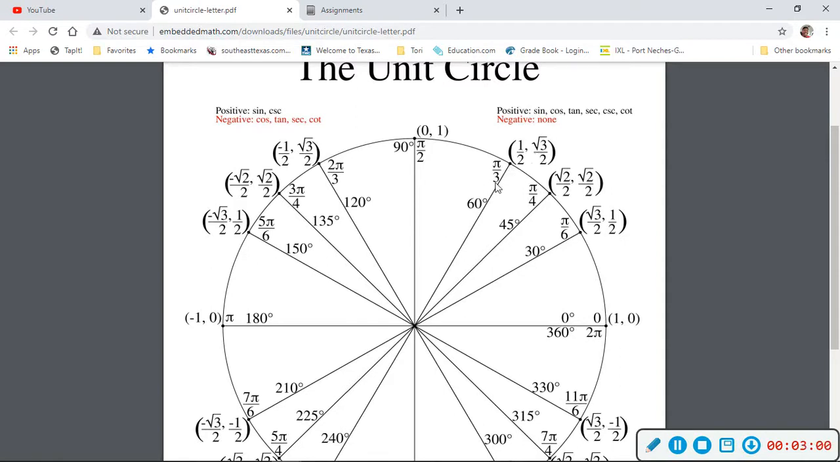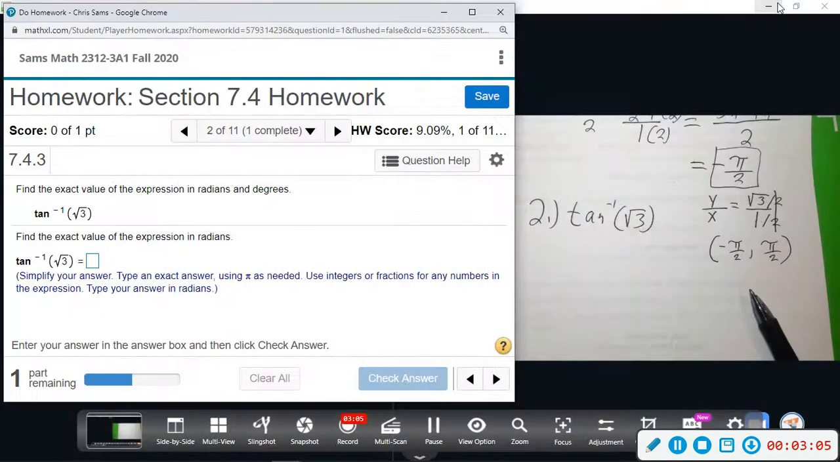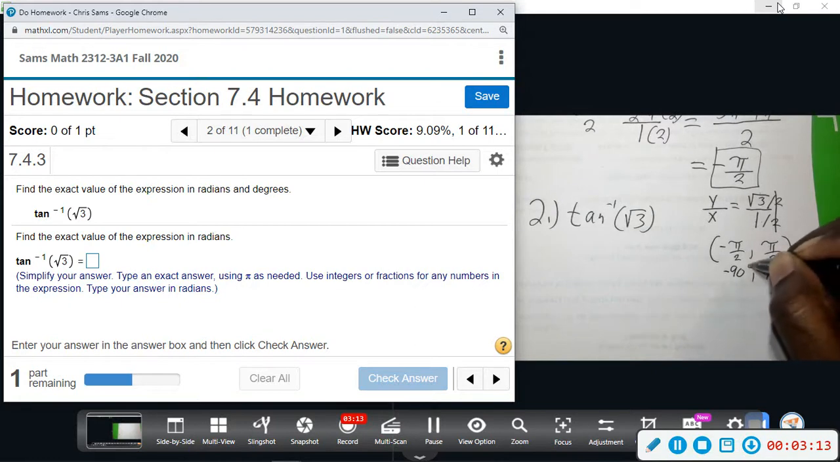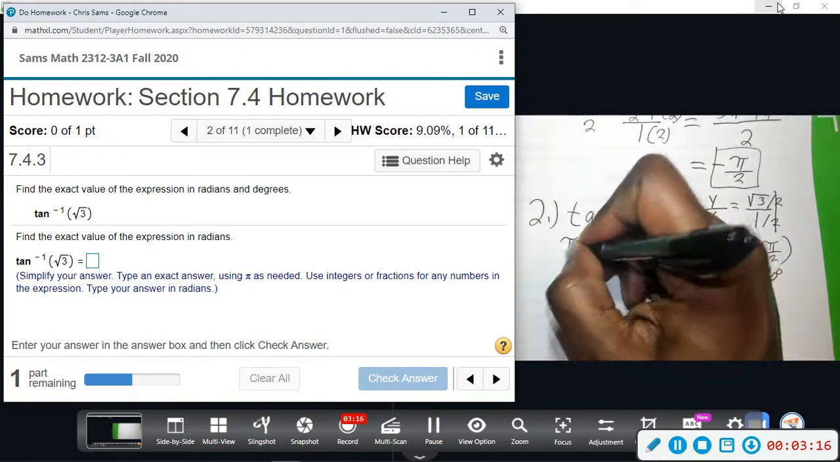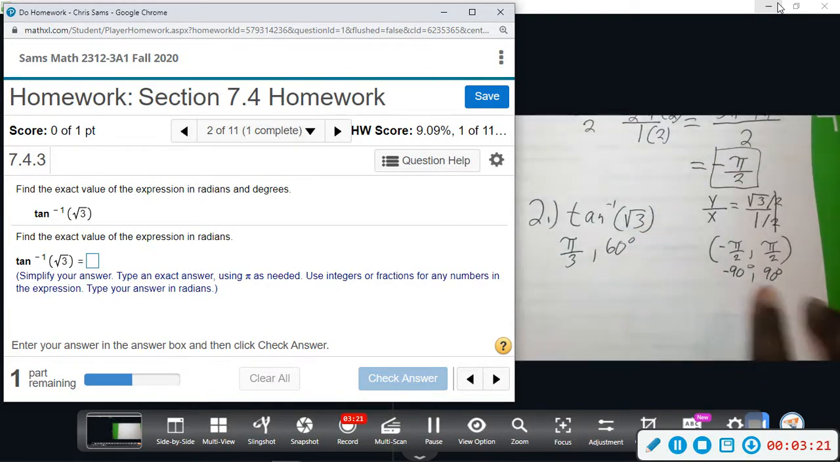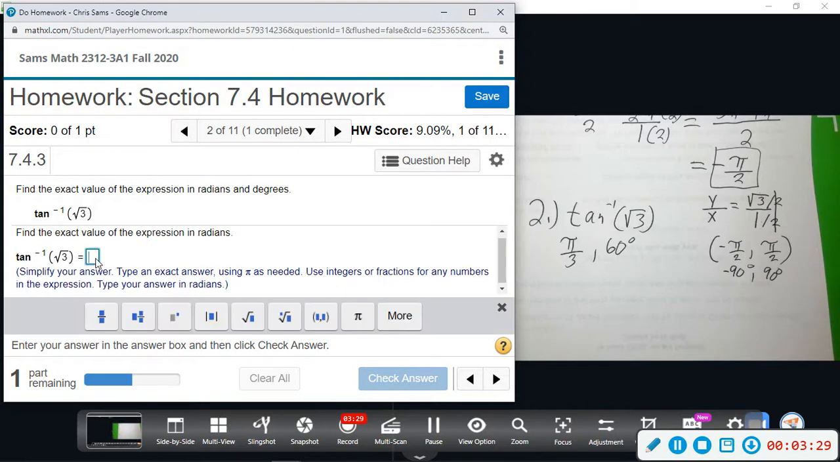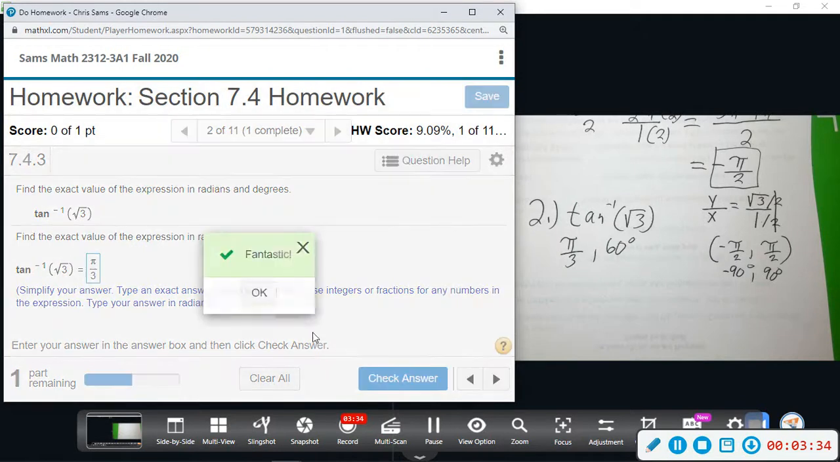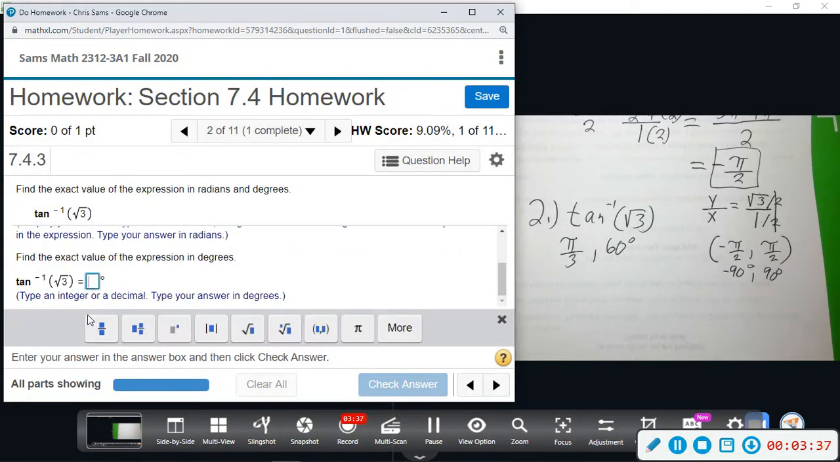So that corresponds to pi over 3 and 60. And they're already within those limitations. So again, remember this is negative 90 up to positive 90. And pi over 3 is within those restrictions, and the 60-degree angle is within those confinements, so we don't have to do any manipulation there. So the radian form will be pi divided by 3, and then the degree is 60.